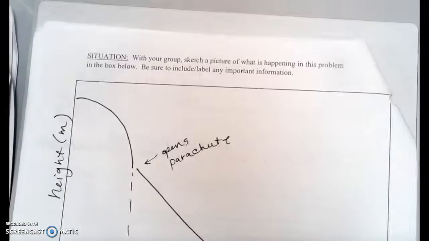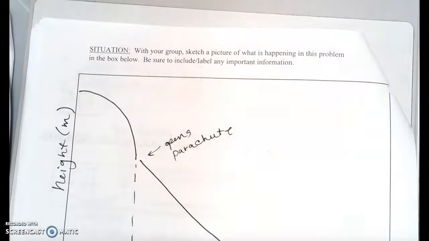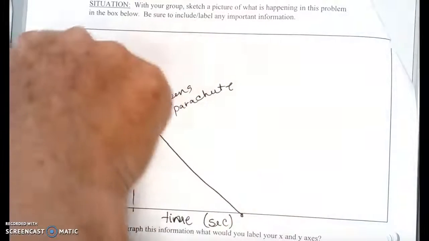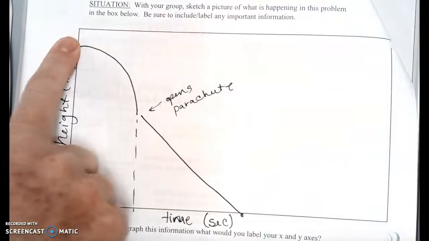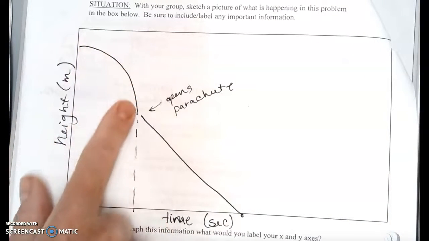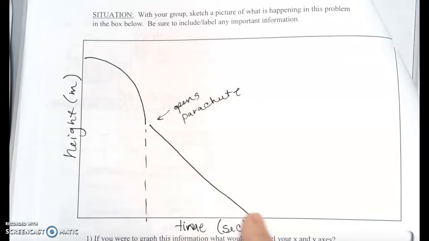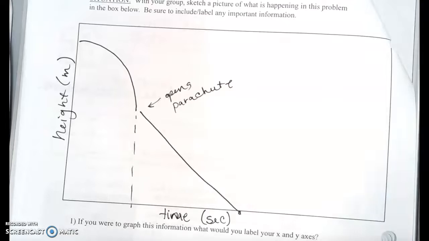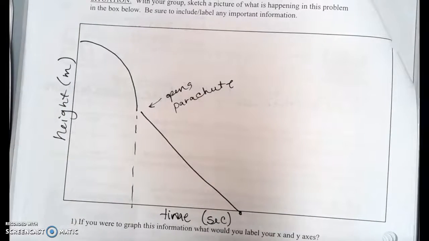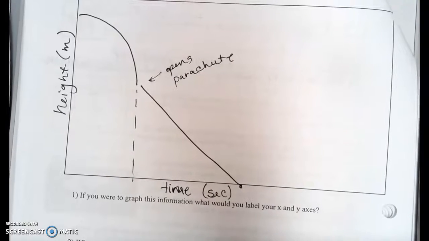All right, flip over to the top of page 25. Here's your situation with your group. You're going to sketch a picture of what is happening in this problem in the box below. Be sure to include and label any important information. So here's the bridge way up here, right? He starts going down. Then at some point, he's going to open the parachute and kind of flatten out.